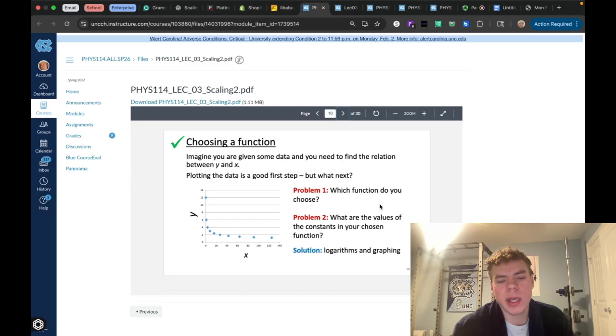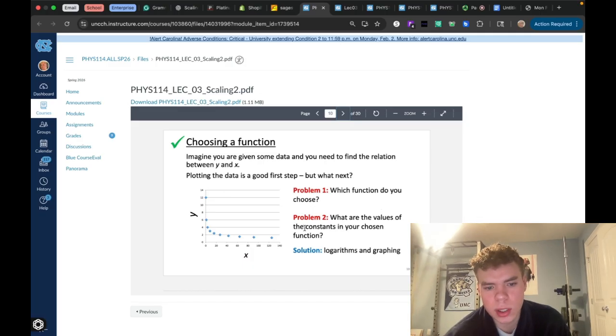Choosing a function. Imagine you are given some data and you need to find the relation between y and x. Plotting the data is a good first step. But what next? Problem one: what function do you choose? Problem two: what are the values of the constants in your chosen function? Logarithms and graphing. Okay, so it's not a linear line. It looks like a downward exponential slope here.